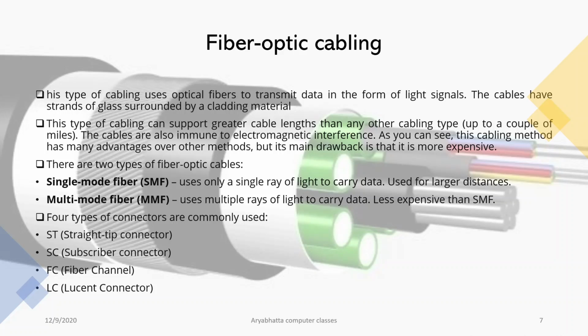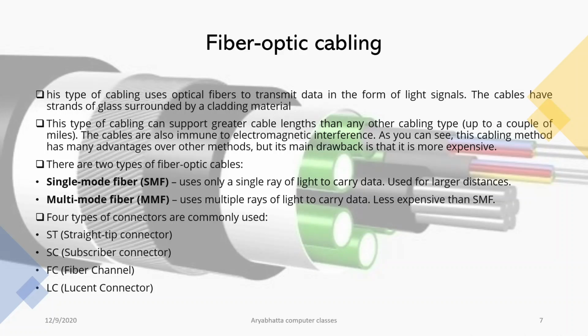Also there are two types. One is the single mode fiber, SMF, and second is the multi mode fiber, MMF. SMF uses only a single ray of light to carry data, used for larger distances. That means when we are going to a stable larger distance network, then we have to use SMF fiber. MMF uses multiple rays of light to carry data and is less expensive than SMF. So that means multi-mode fiber is less expensive as compared to single mode fiber.